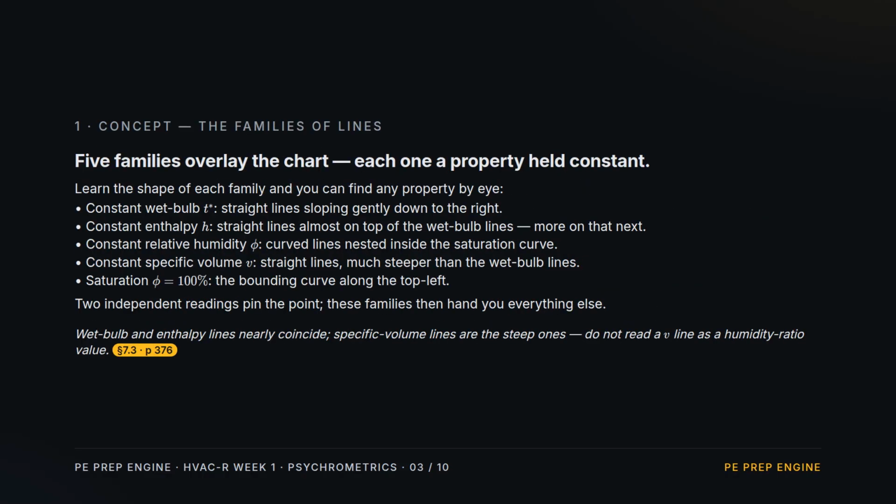Concept 2. The families of lines. Constant wet bulb lines slope gently down to the right. Constant enthalpy lines sit almost on top of them. Constant relative humidity lines are curved, nested inside the saturation curve. Constant specific volume lines are straight, but much steeper, and the saturation curve bounds the top left. 2 independent readings pin the point. The families give you the rest.